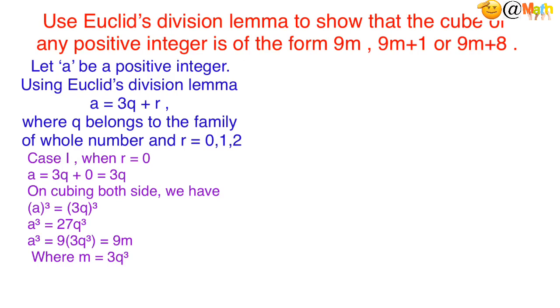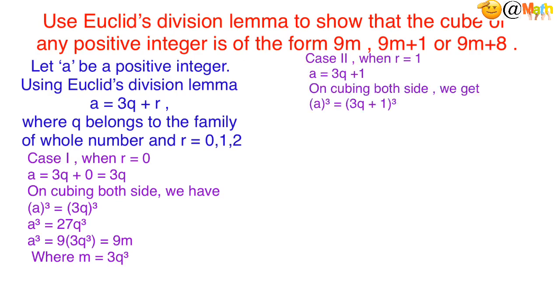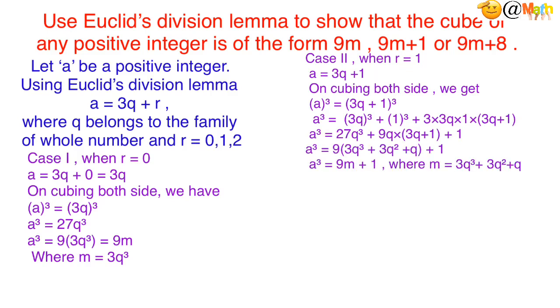It can be written as a cube is equal to 9 into 3q cube, which is a multiple of 9, and can be written as 9m, where m is equal to 3q cube. In case 2, when r is equal to 1, a is equal to 3q plus 1. On cubing both sides, we have a cube is equal to 27q cube plus 9q into (3q plus 1) plus 1, which can be written as 9m plus 1, where m is equal to 3q cube plus 3q square plus q.